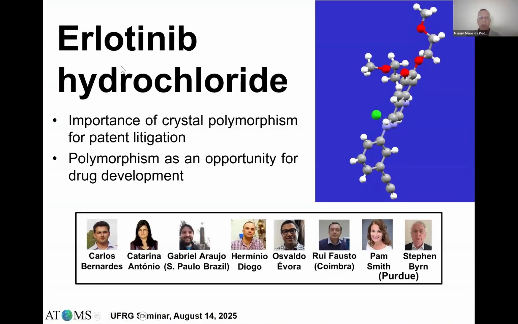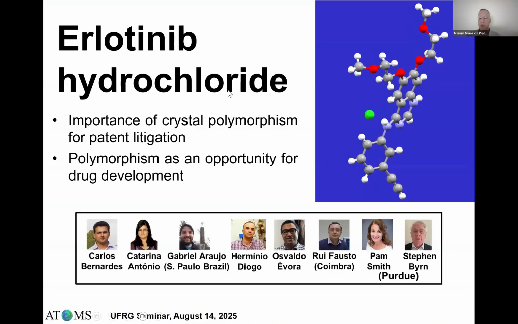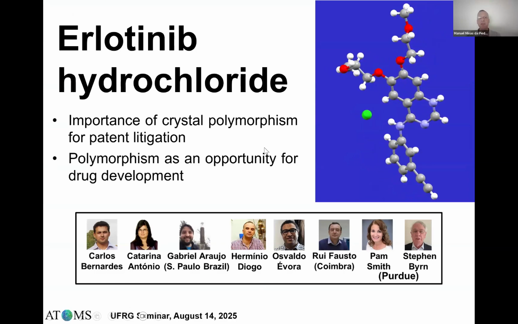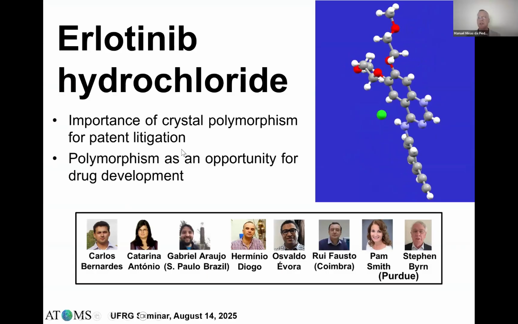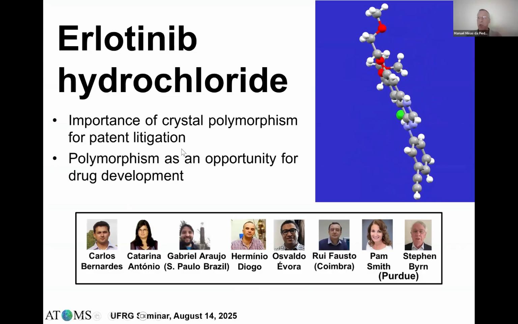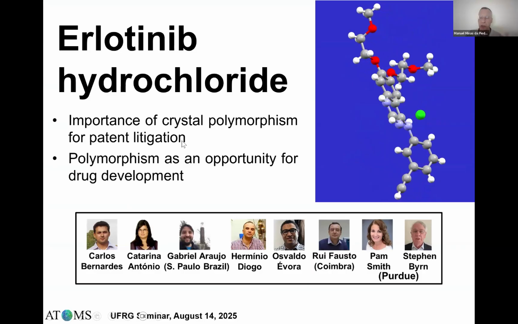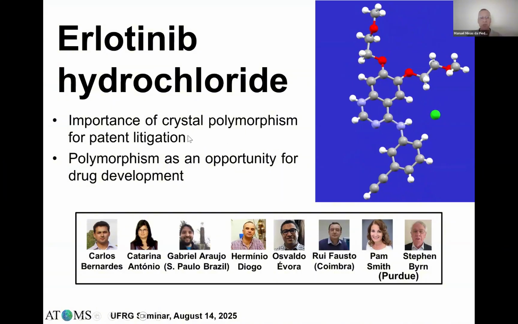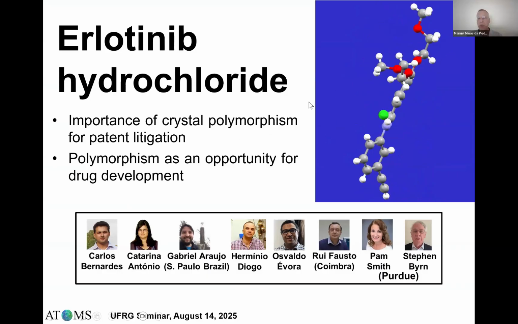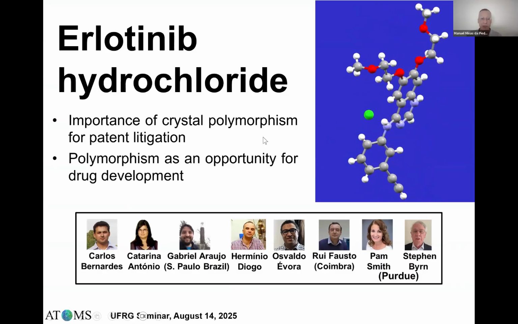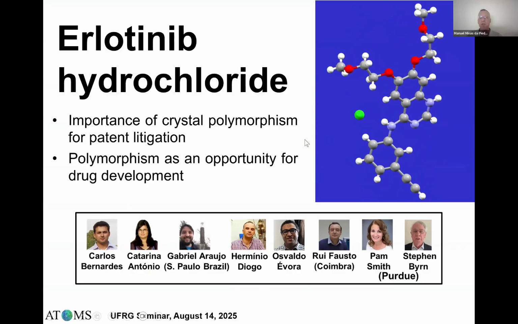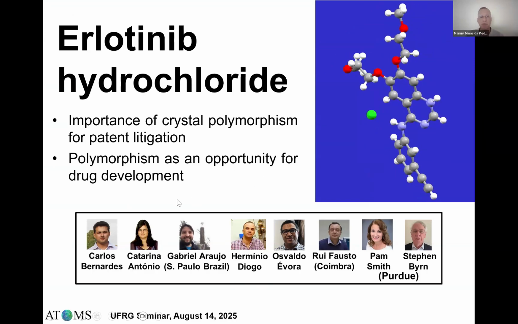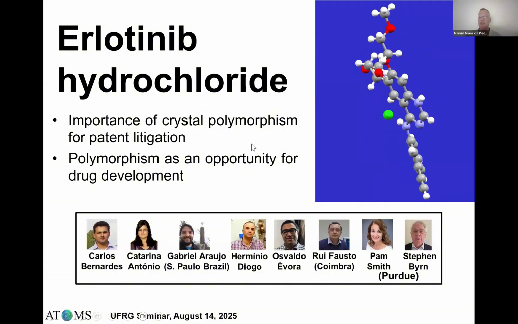Now, one example, erlotinib hydrochloride, that I studied with Gabriel, is a good example of the importance of crystal polymorphism for patent litigation. Ritonavir was a problem of a medicine that came off the market, and then you had no medicine to treat people. This one is about patent litigation. That's one of the aspects of this example. And the other one is how you can play with polymorphism as an opportunity for drug development.